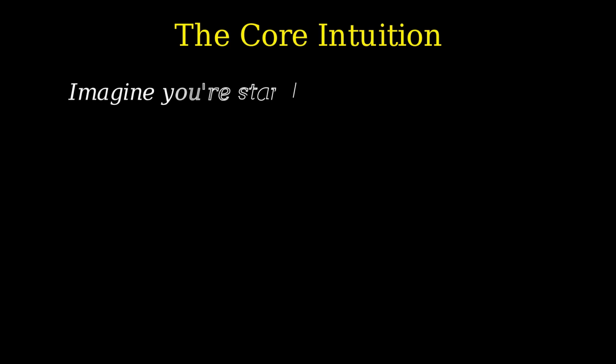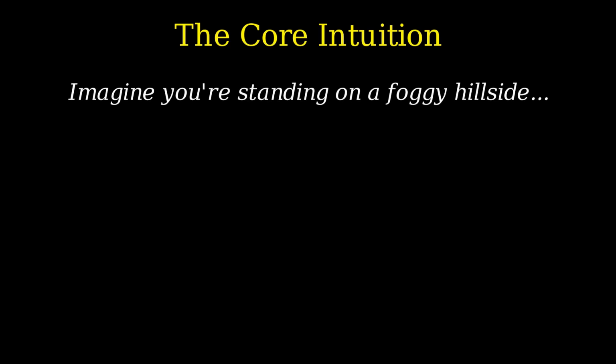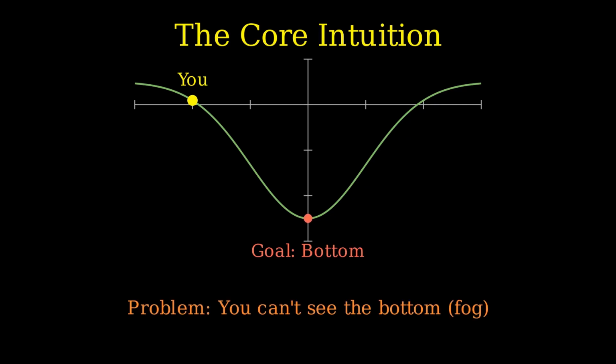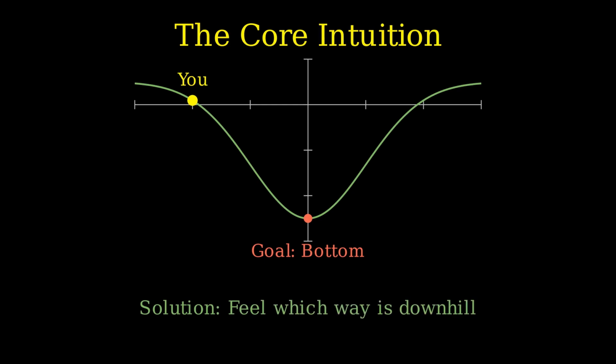Imagine you're standing on a foggy hillside. Your goal is to reach the bottom, but you can't see more than a few feet in any direction. What do you do? Here you are, somewhere on the hill. Down there is your goal, the lowest point. But the fog prevents you from seeing the entire landscape. You can't just look and walk straight to the bottom. However, you can feel which way the ground slopes. At your current position, you can determine which direction is downhill. In mathematical terms, you can compute the slope, the gradient, at your location. This is your key piece of information.